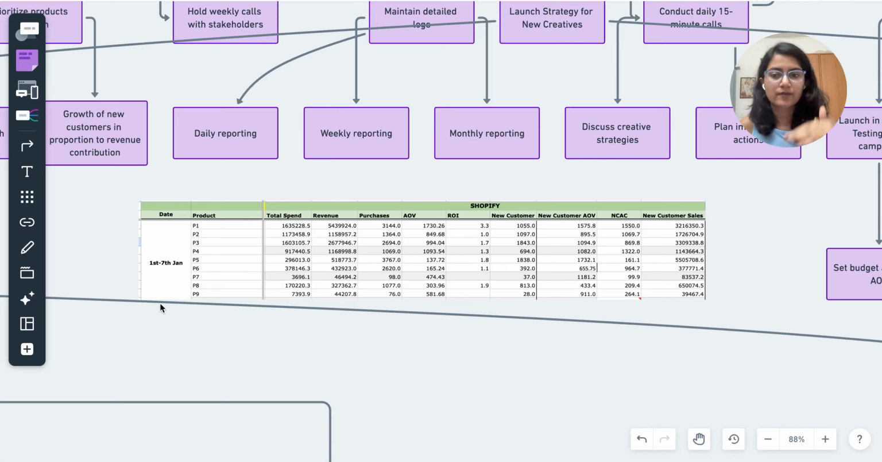For example, for every product, this is the total spends, this is the total revenue, your purchases, your AOV, your Shopify-level ROI. How many new customers have you acquired for that particular product in that week? What is your new customer AOV, your NCAC and new customer sales? Along with this, I also have similar metrics other than NCAC and sales if you don't have advanced tracking. We can have the similar thing for Meta and Google. Once you have these, it will give you more clarity, so that when I'm looking into the ad account, I'm not just looking for ROI, I'm looking for something else.